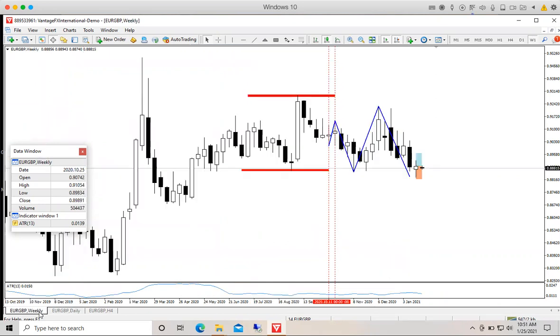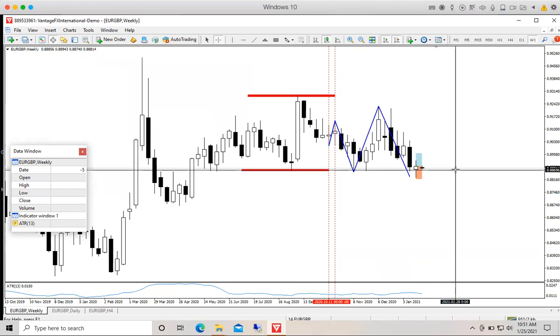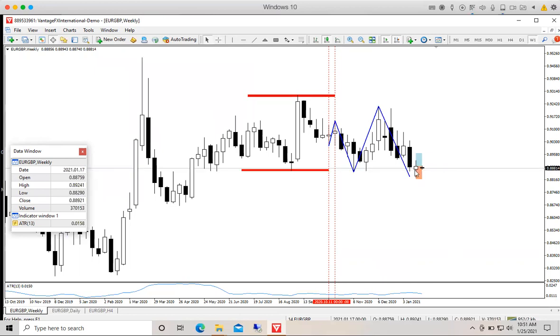If you just go to the weekly time frame over here, you can see that on the weekly time frame, it's still respecting that support level. So it did bounce off of the bottom of our range. And that's the third time now that it's actually done that, as you can see. So let's wait and see what happens this week.